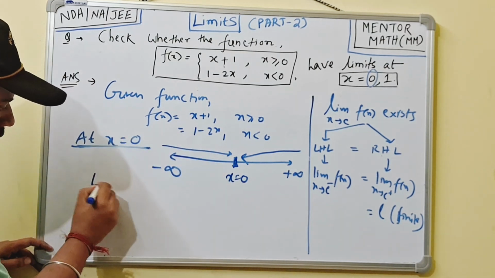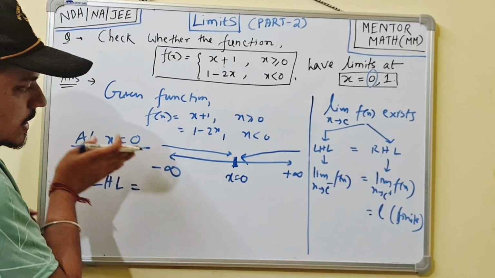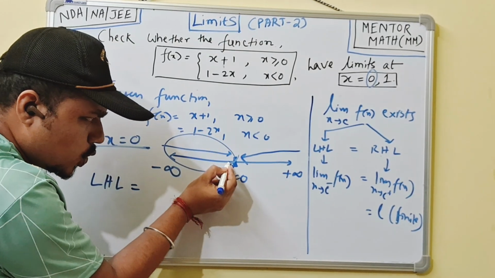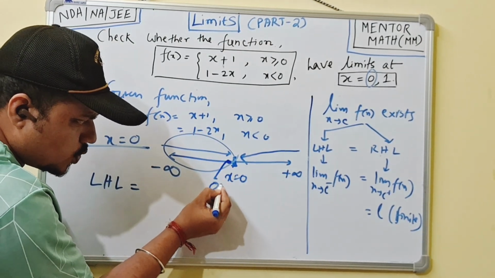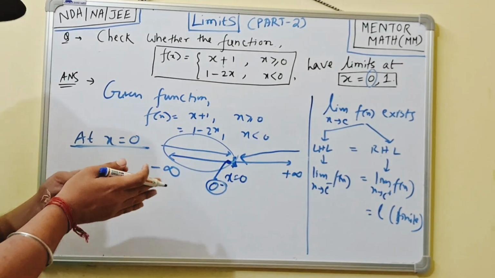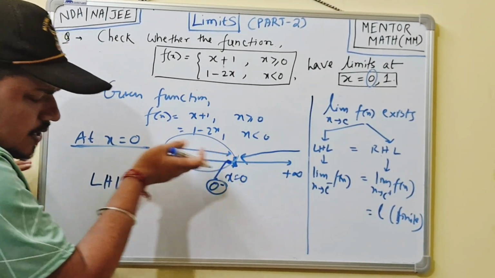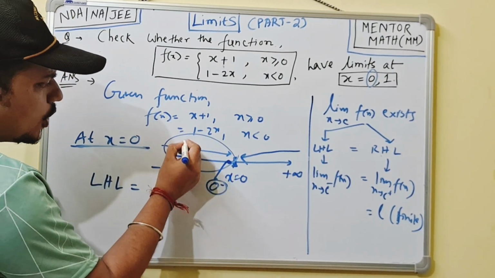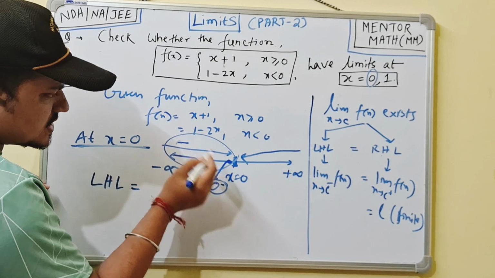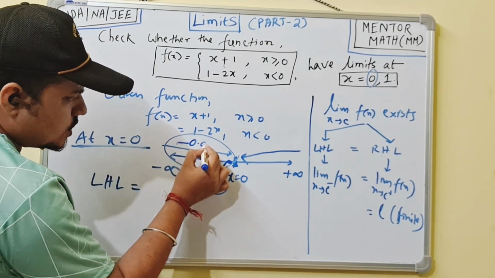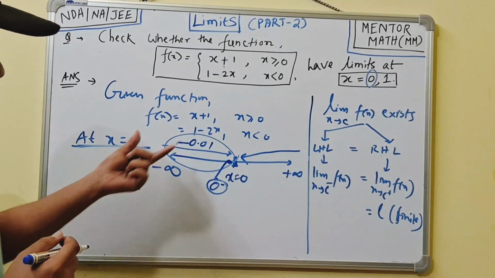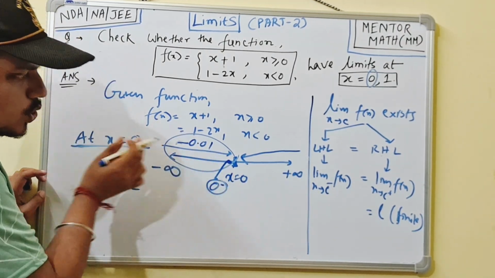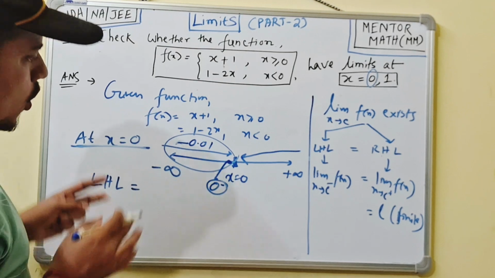When you find the left hand limit, it comes from the left side, close to 0. That is 0 negative. Close to 0 means you can take any value from the left hand side, like minus 0.01, because this is the left side and this point is a negative value.